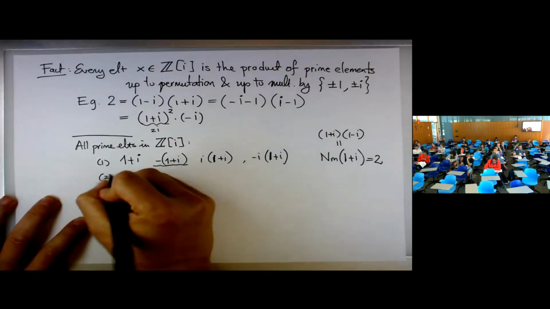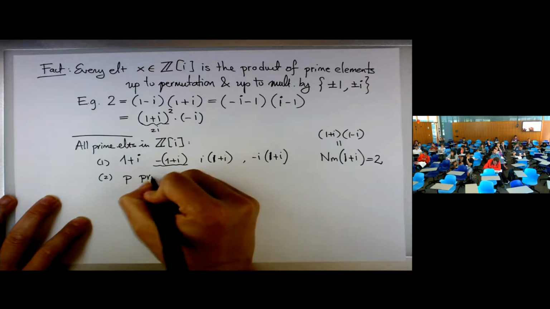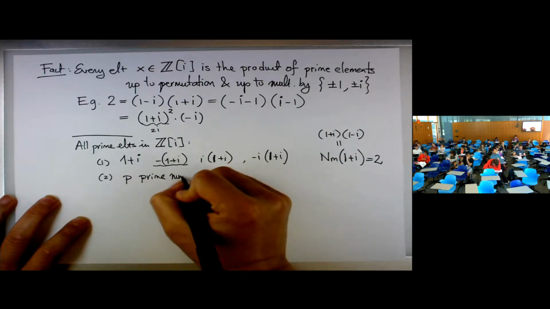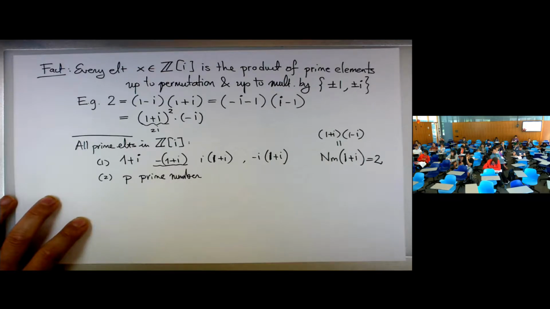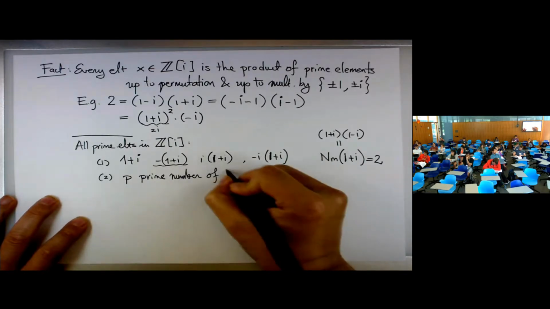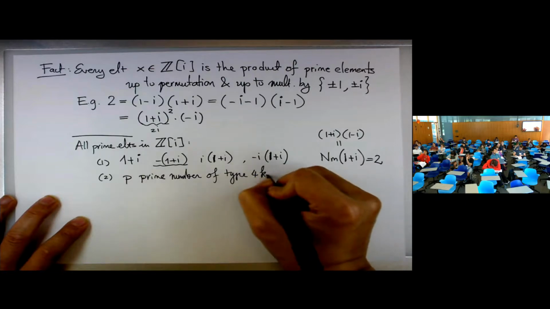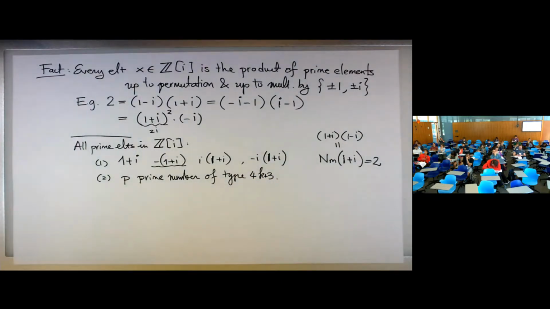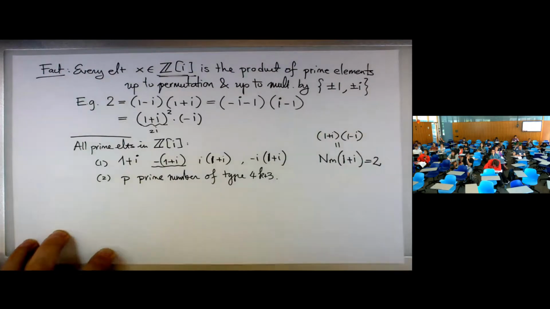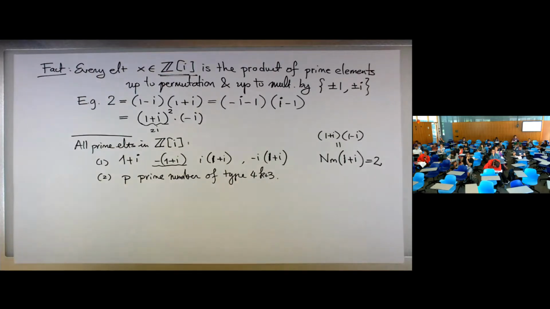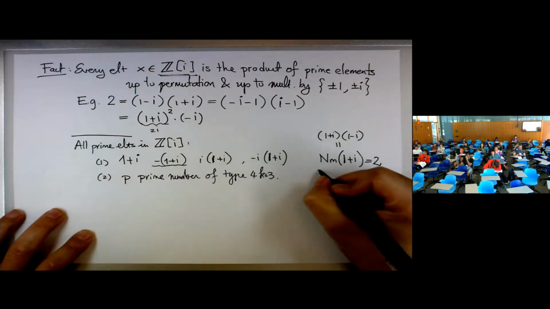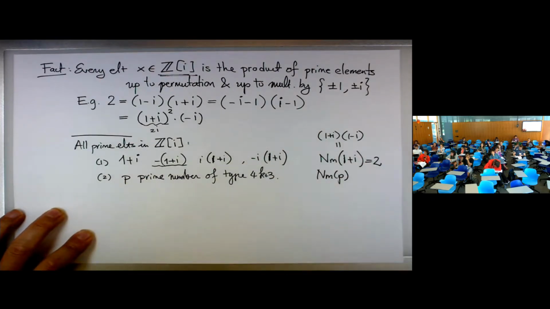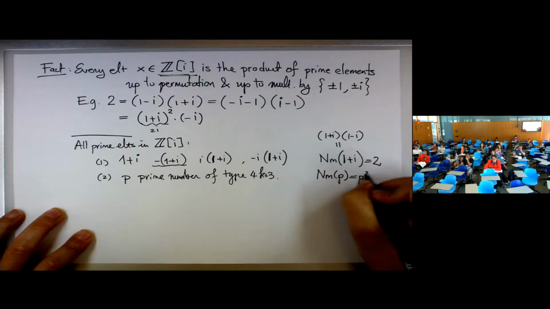So what are other primes? If p is a prime number, and whenever I say prime number I mean an actual prime in the integers, of type 4k plus 3, then this is actually a prime element in this bigger domain Z[i]. Again, whenever I write p, I mean also minus p, ip, and minus ip. And the norm of this number p, because they're both embedded, is p squared.